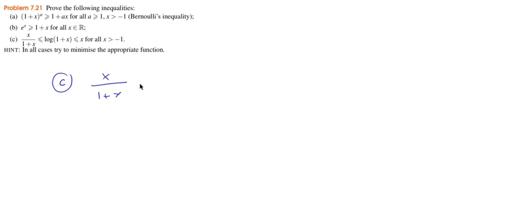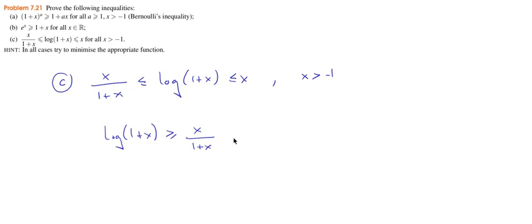Now let's go for 3, part C. x divided by 1 plus x is smaller or equal than log of 1 plus x, smaller or equal than x, if x is greater than minus 1. Okay? As we have seen before, these are two different inequalities. Let's go for the first one, right? So the logarithm of 1 plus x is greater or equal than x divided by 1 plus x, if x is greater than minus 1. Okay? So it's the same as saying that a function f, the logarithm of 1 plus x minus x divided by 1 plus x, is greater or equal than 0. Okay? If x is greater than minus 1. Okay, again, it has to be because the logarithm is not defined otherwise.